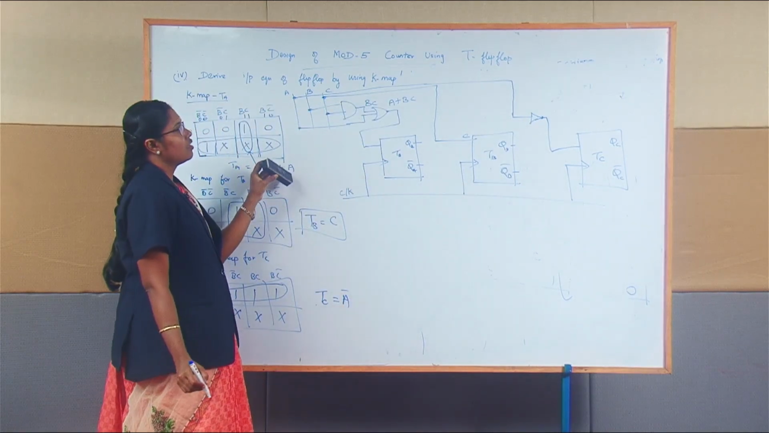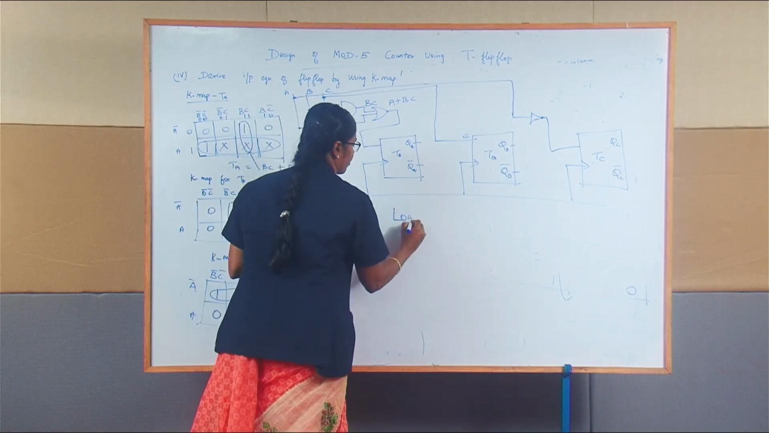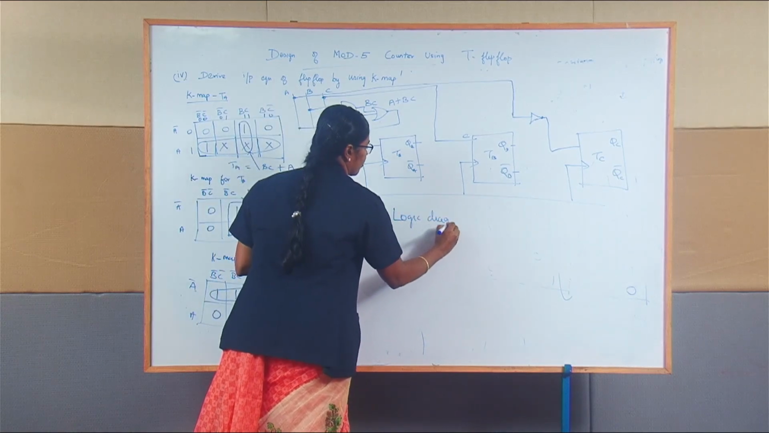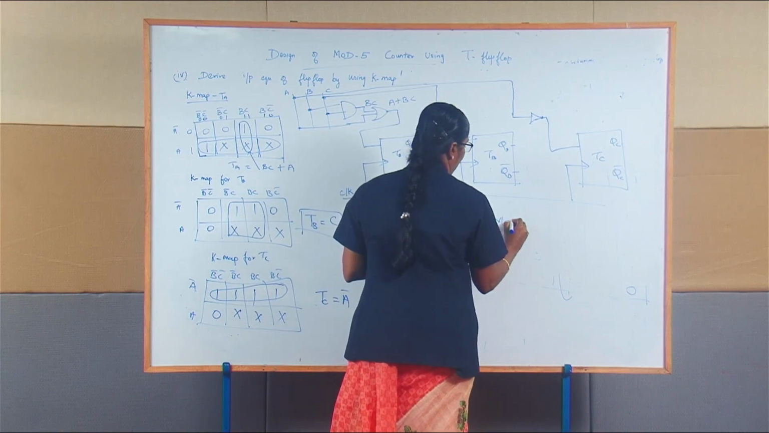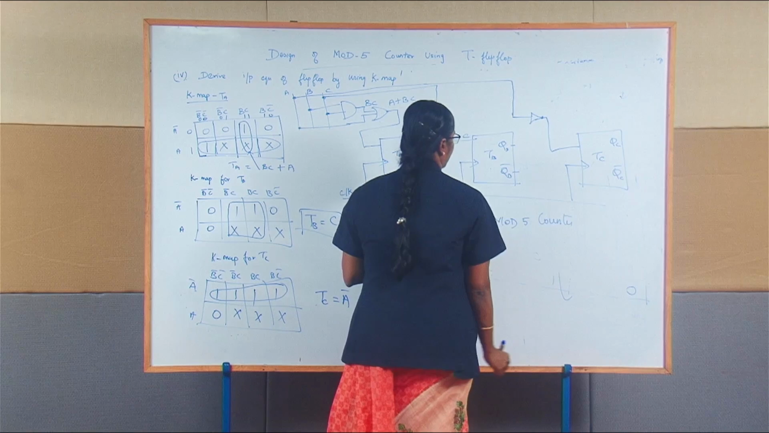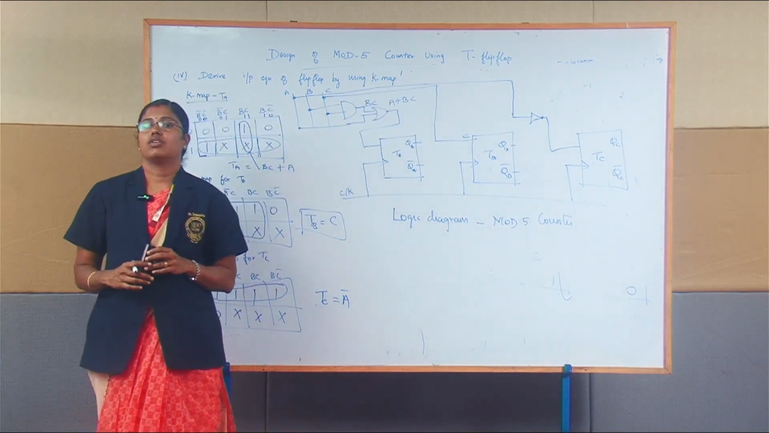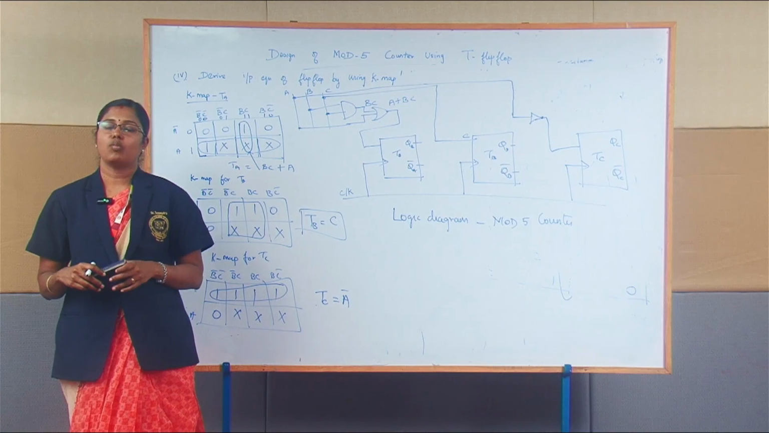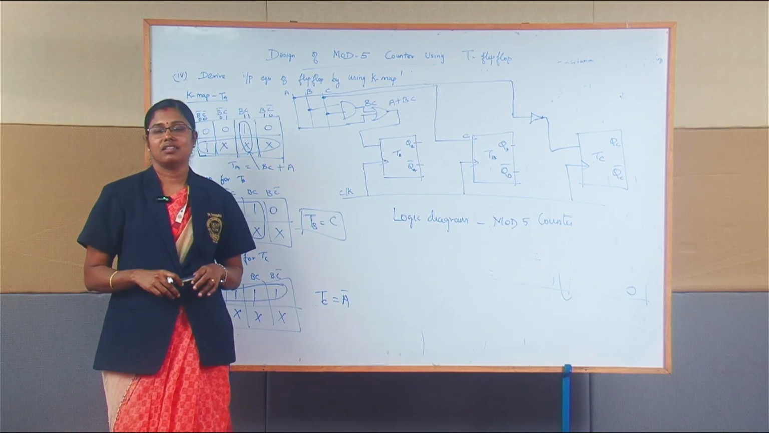So this is the logic diagram of a mod 5 counter using T flip-flops. So this is how you need to design a modulus counter. Hope you all understand. Thanks for listening.